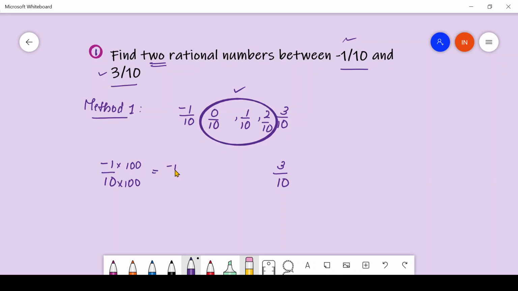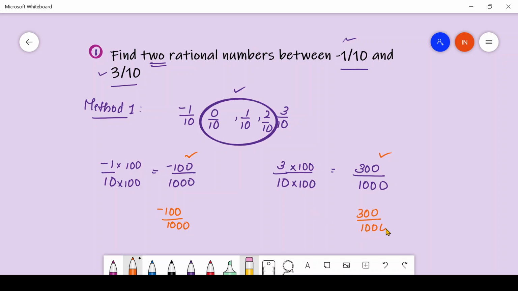So this number will be negative 100 by 1000, right? And I'm going to make the second rational number, 3 by 10, the same way, multiplying the numerator also by the same 100. So the numerator will be 300 and the denominator will be 1000, right? Now we are going to find the rational numbers between negative 100 by 1000 and 300 by 1000. You can write a lot of rational numbers by yourself.